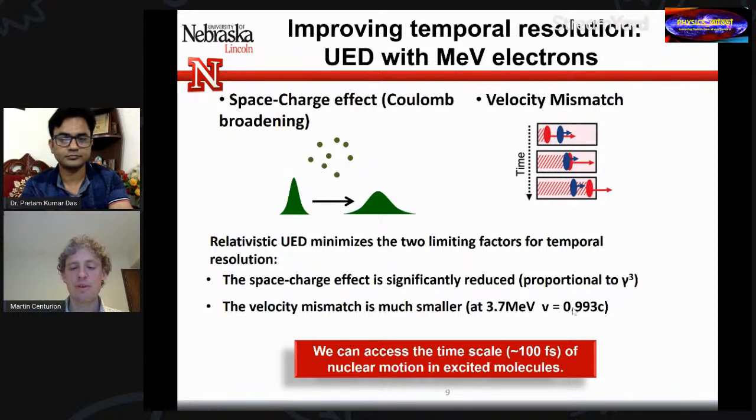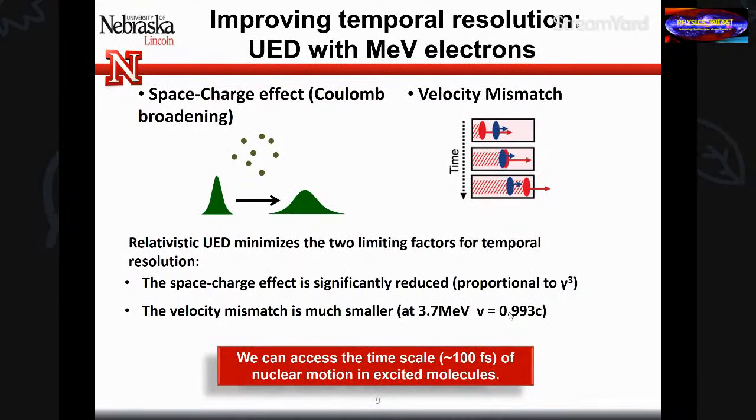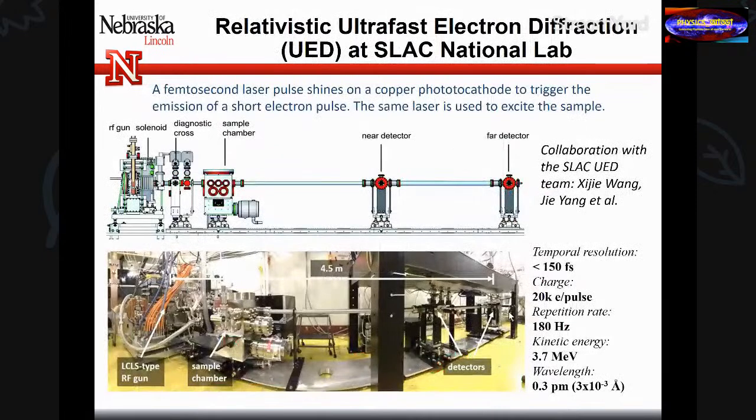And so with these improvements, you can now reach a time scale on the order of 100 femtoseconds, where you can see the nuclear motion. To do this, we went to SLAC National Lab, and we collaborated with the group led by CJ Wang and Ji Yang there, where they had an RF electron gun which can generate MeV electron pulses.